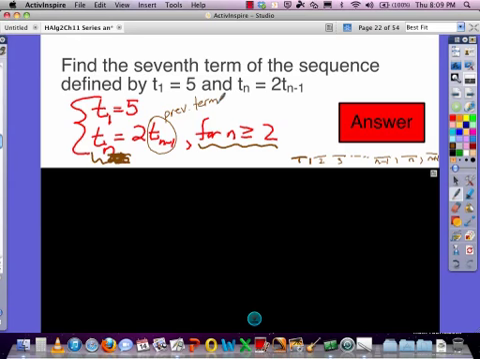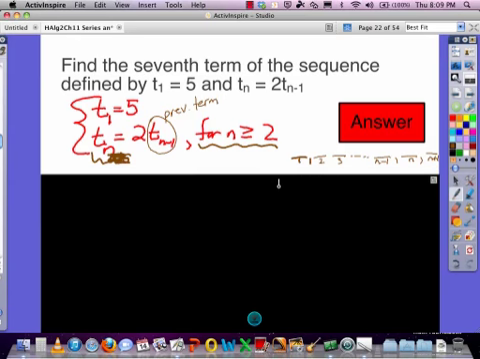So here we go. We needed 7 terms. Let's clean this up and give ourselves some room to write 7 terms. We're going to write the blanks for all 7 of them. 1, 2, 3, 4, 5, 6, 7. Here we go. According to my thinking, t sub 1, the first term, is 5. All other terms in my sequence are calculated by taking 2 times the previous term.